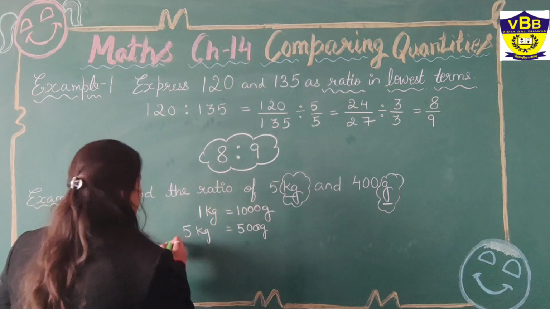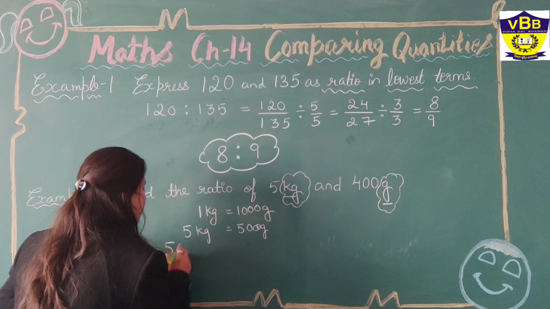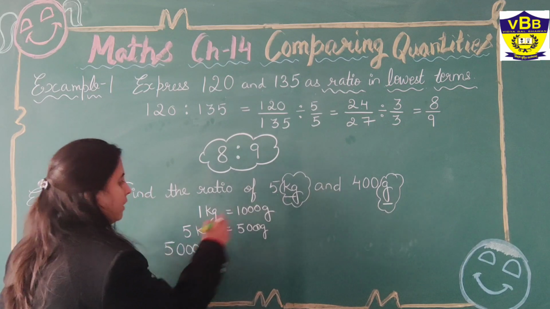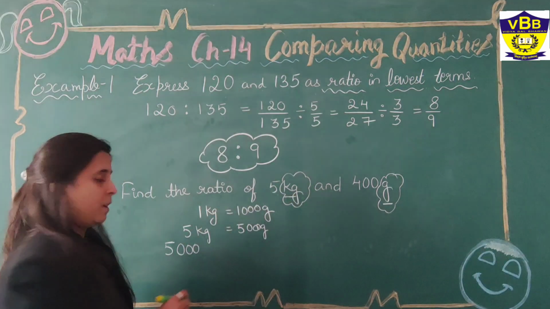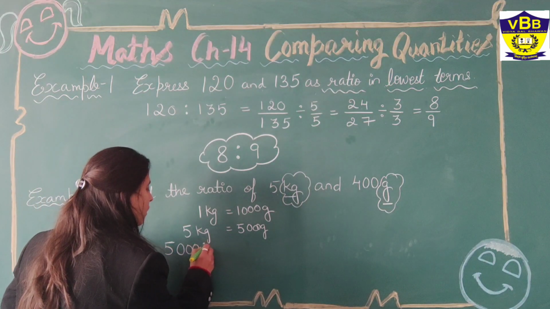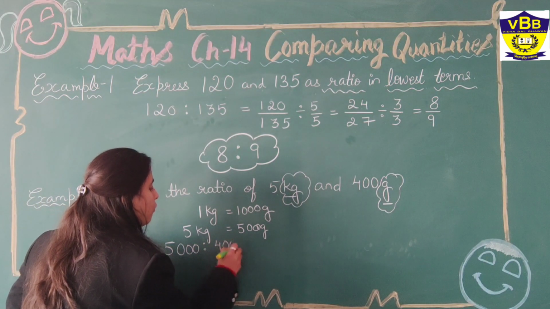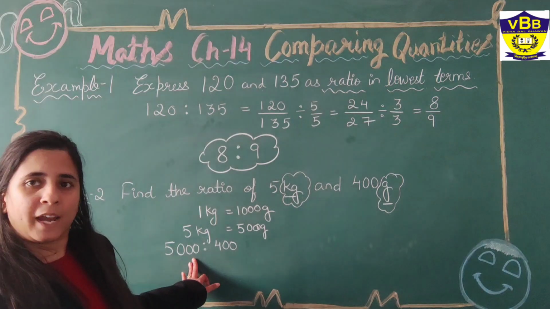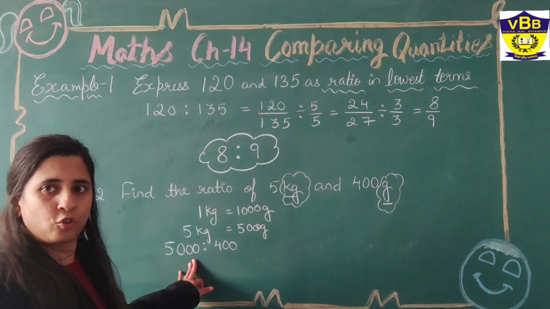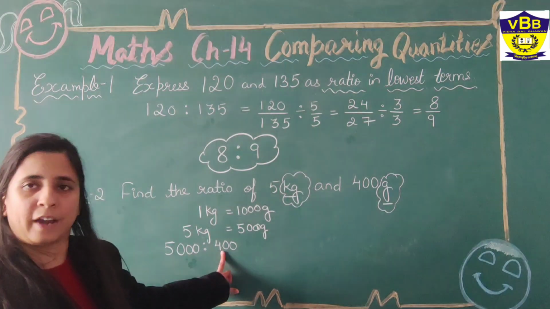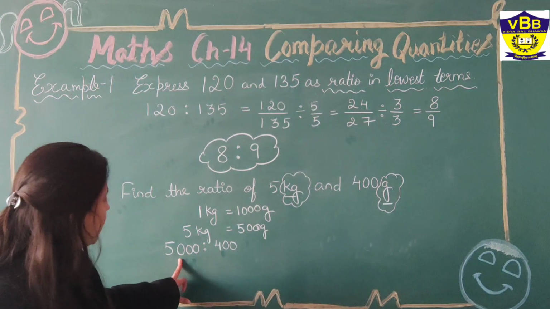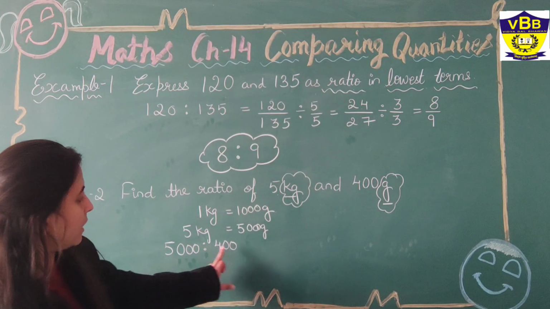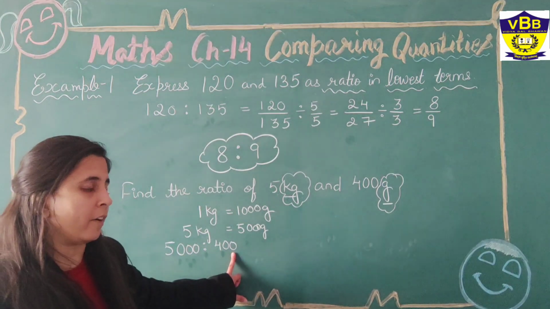Now we can compare. That means we can write it in the form of a ratio: 5000 gram and 400 gram. So the ratio becomes 5000 is to 400. When we are writing a ratio, there is no unit, so we don't need to write gram. We will simply write the numbers. It will become 5000 is to 400.